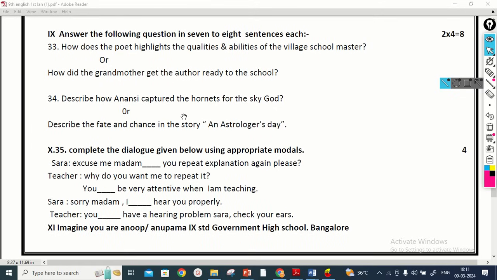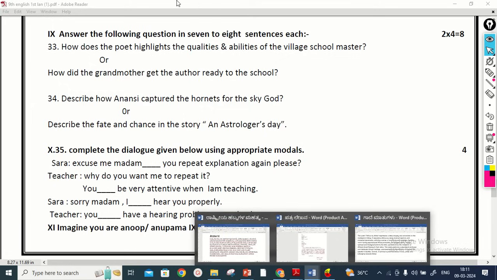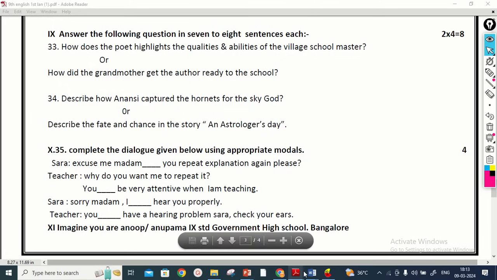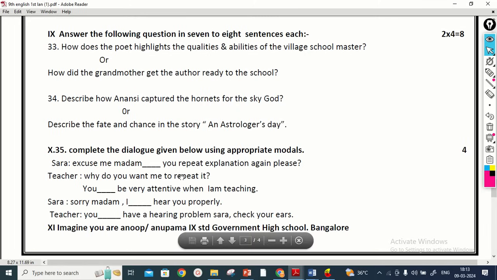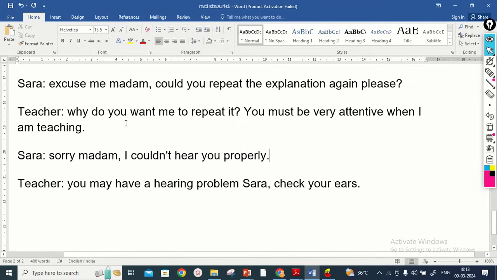Then here it is question 35: complete the dialogue given below using the appropriate modals. I will give you the complete answer. For question 35, we get the answer like this. "Excuse me, madam, could you repeat the explanation again, please?" Here you have to use "could" in this one. The next fill in the blank is, teacher: "Why do you want me to repeat it?"